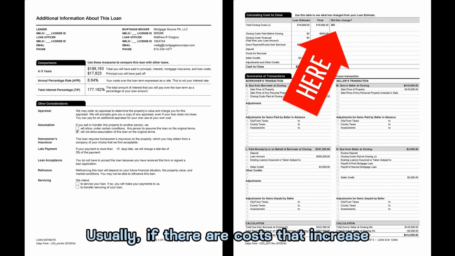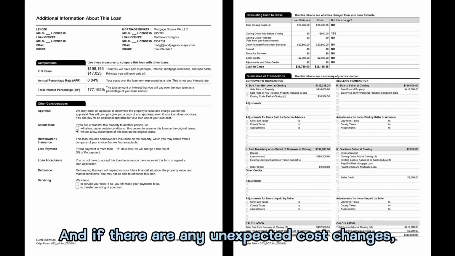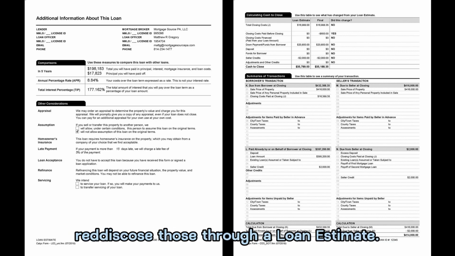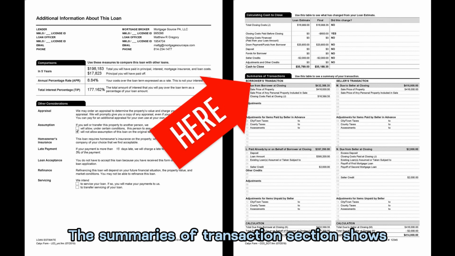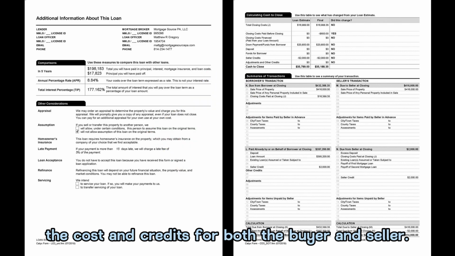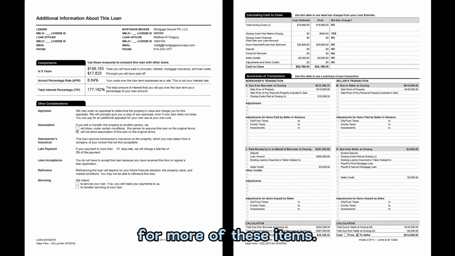Usually, if there are costs that increase, that would be a bad surprise, so lenders tend to over-disclose on the loan estimate. And if there are any unexpected cost changes, the lender will typically redisclose those through a loan estimate. The Summaries of Transactions section shows the cost and credits for both the buyer and seller. This example is really simplified, but your document will contain numbers for more of these items.